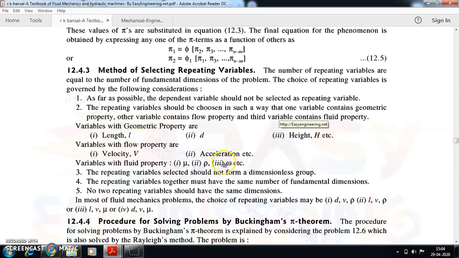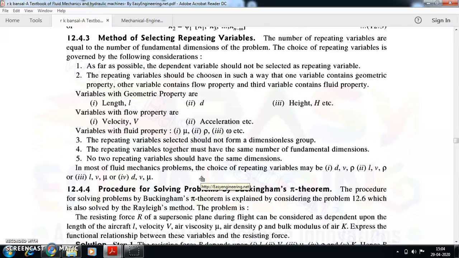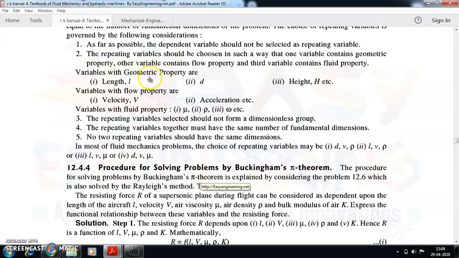One variable should be considered from the flow parameters, like velocity or acceleration, which connects with the flow. One variable should be taken from the fluid properties, like viscosity, density, or maybe angular velocity. So the basic thing is, one variable from a geometric parameter, one from a flow parameter, and one from a fluid property. The repeating variables selected should not form a dimensionless group. No two repeating variables should have the same dimensions. So if I consider mu and velocity v, their dimensions should not be the same. That is very important.